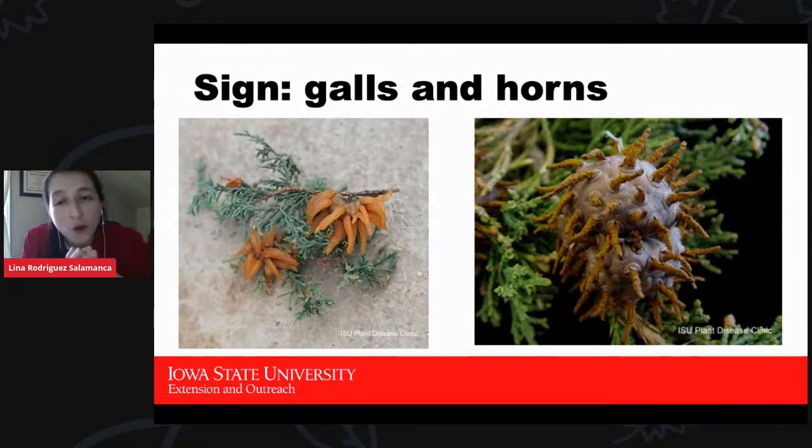Galls and horns are also signs. Right now, I bet somewhere out there in cedars, you will encounter these alien-looking structures. It is a little ball, a gall, that has those horns. Under the right conditions, when we have lots of humidity or rain, those horns will become gelatinous. And that gelatin-looking orange thing on your left is where the spores of the fungus reproduce and become ready to be picked up by the wind. This pathogen overwinters in cedar, and then it will move into apples or hawthorns.